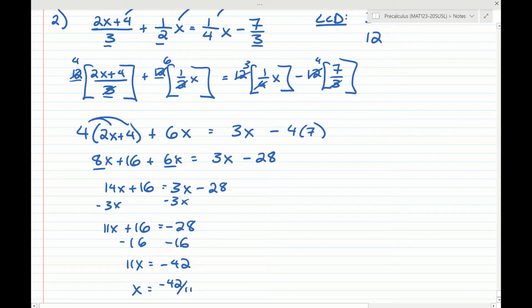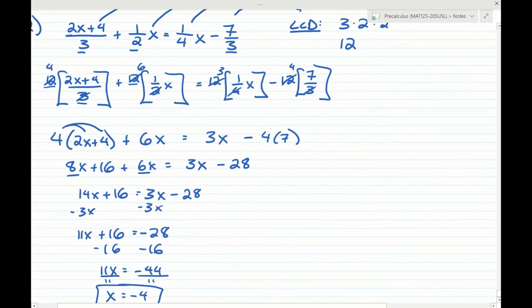I think I did that right. 28 and 16 is, oh, that's 44. Oops. And negative 44 divided by 11 would be negative 4, right? So, not a big deal.